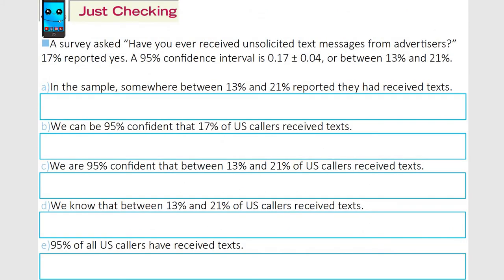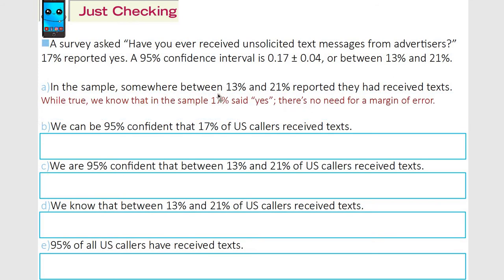Now just to clarify what it means to be a confidence interval, here we have a survey. In the sample, somewhere between 13 and 21% reported they had received texts. Well, actually, 17% reported yes. So it's true, but we don't need to put the margin of error there. That seems kind of silly. We know the exact answer.